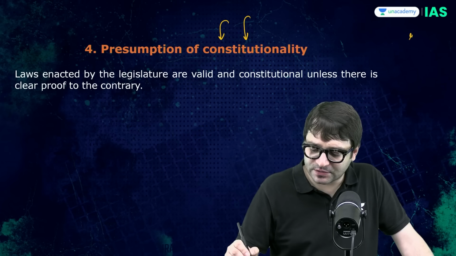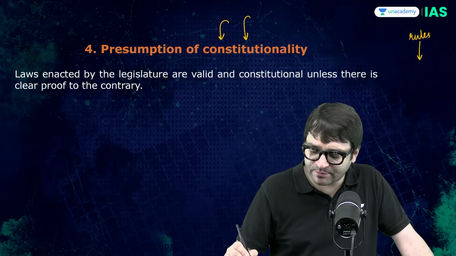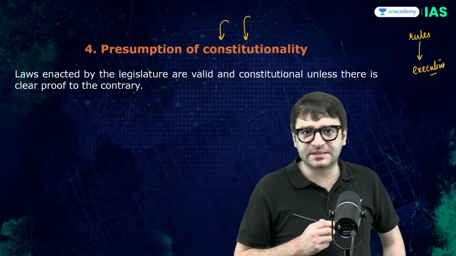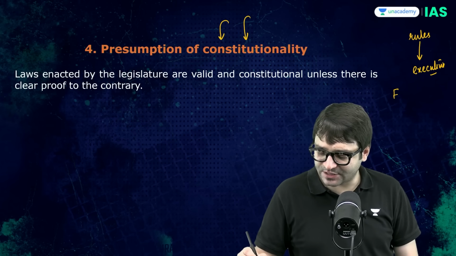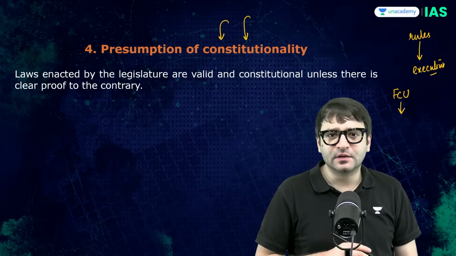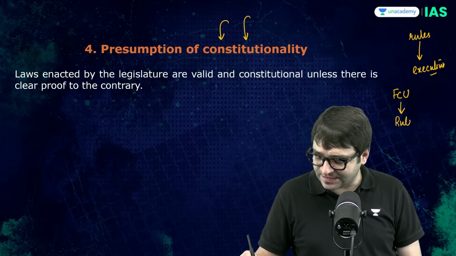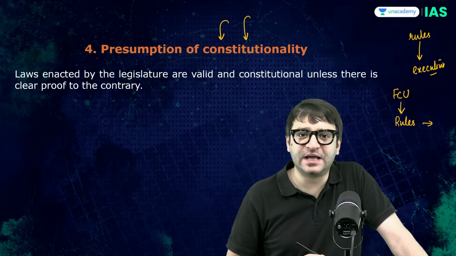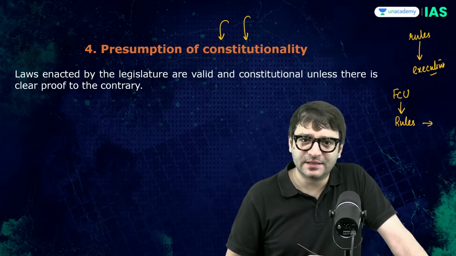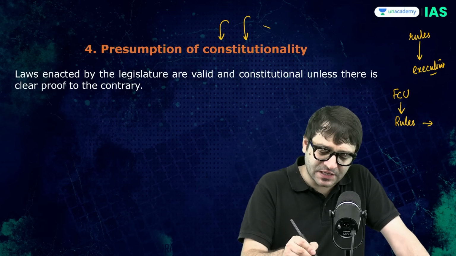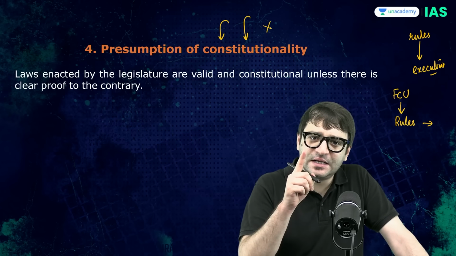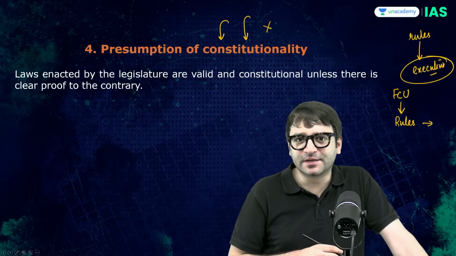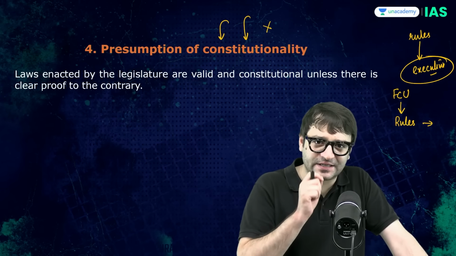But what about rules? Rules are made by the executive. For example, last year we saw the fact check unit. Rules were made under the IT Act by the executive. These rules were stayed by the Bombay High Court. Why? Because for rules, presumption of constitutionality does not apply. Because the executive is not directly elected by the public. Legislators are directly elected by the public.